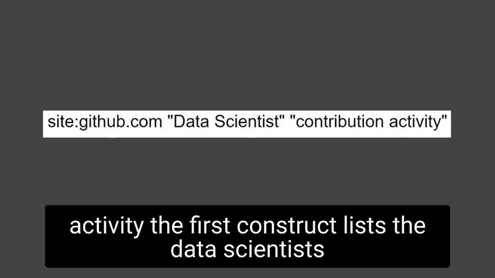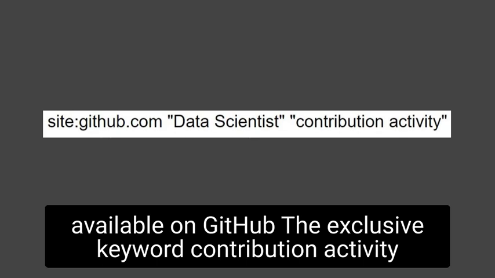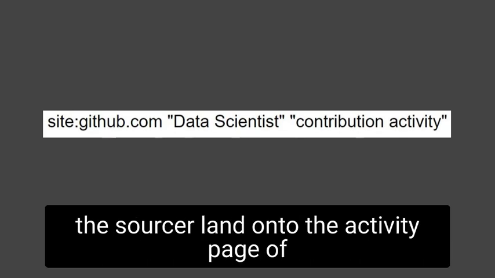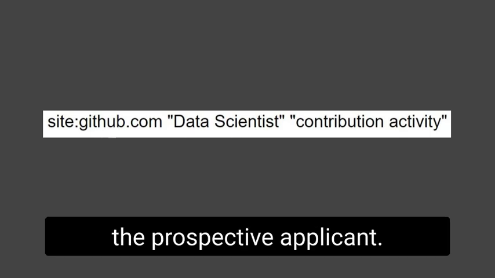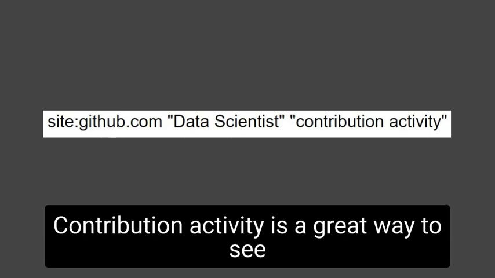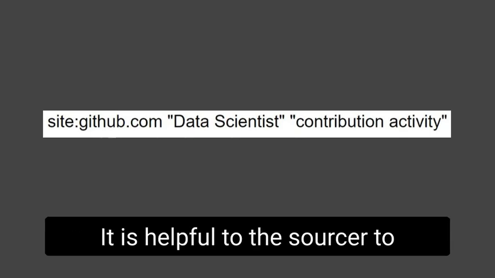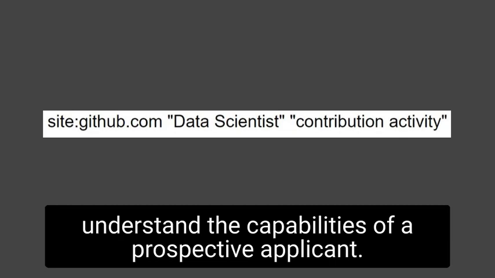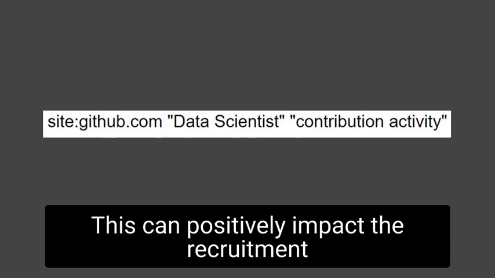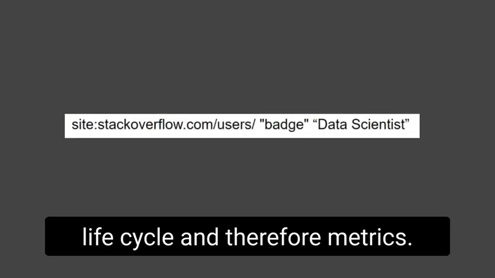GitHub. site:/github.com within double quotes, data scientist, space within double quotes, contribution activity. The first construct lists the data scientists available on GitHub. The exclusive keyword, contribution activity, gives the list of the members and helps the sourcer land onto the activity page of the prospective applicant. Contribution activity is a great way to see what someone has been up to on GitHub. It is helpful to the sourcer to understand the capabilities of a prospective applicant. This can positively impact the recruitment lifecycle and, therefore, metrics.